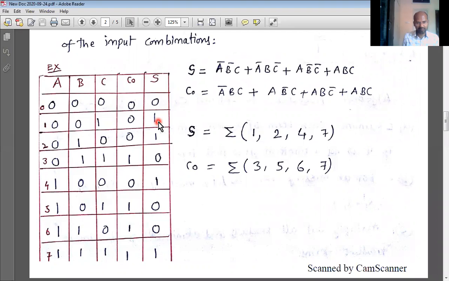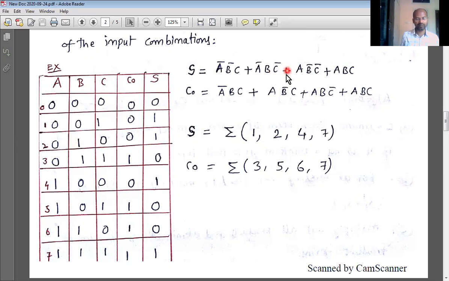Now what is the minterm for this input combination? Minterm means, if 0, 0, 1, then A bar, B bar, C. That's what we have written: A bar, B bar, C. We have to sum all the minterms. Plus, what is the second minterm? This combination also produces sum 1. So what is the minterm associated with this? A bar, B, C bar. That is the second minterm.